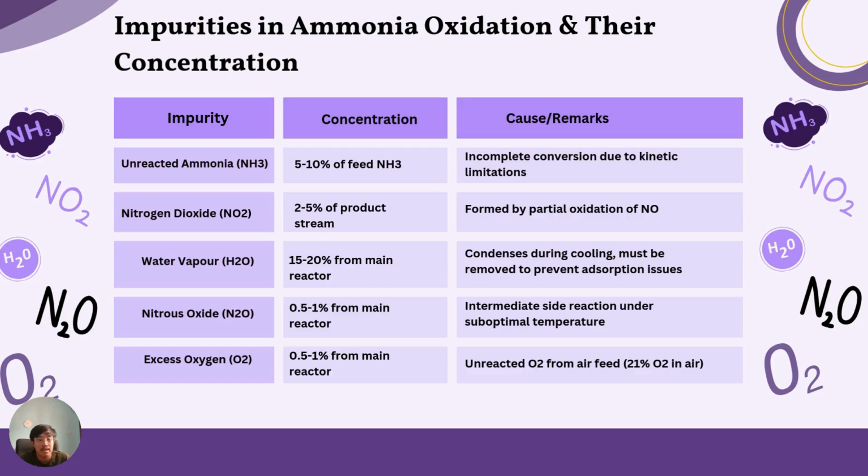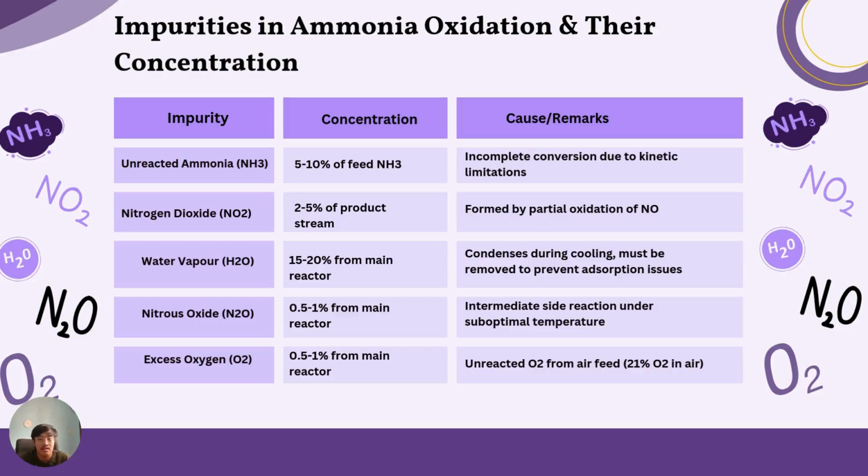Such a reaction leads to the formation of impurities. Unreacted ammonia: despite optimal conditions, incomplete combustion due to kinetic limitation results in unreacted ammonia. The concentration of NH3 in the feed is typically around 5 to 10%. If not managed, excess ammonia can interfere with downstream processing.